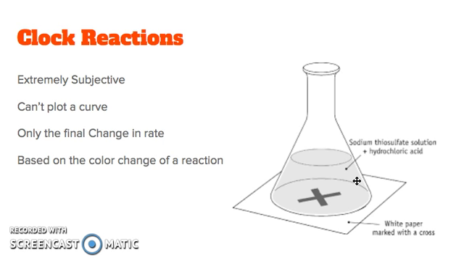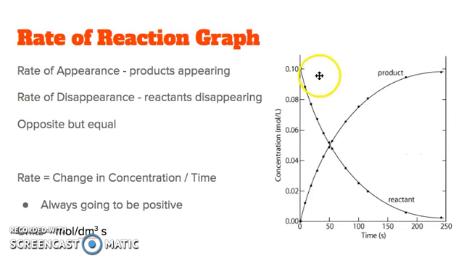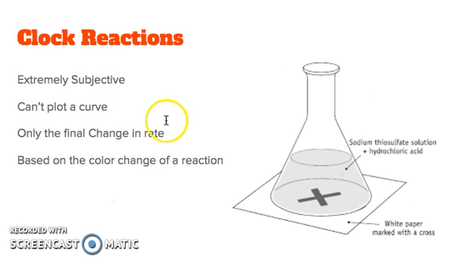So what are the problems with this method? First, it's extremely subjective, because when I don't see the X anymore might not be when my friend doesn't see the X anymore. A second problem is that it can't actually plot a curve just like, for example, this one can, that you can see that it changes over time, because you can only see the final product when measuring clock reactions. And obviously it's based on the color change.